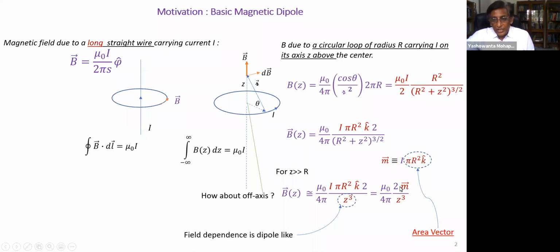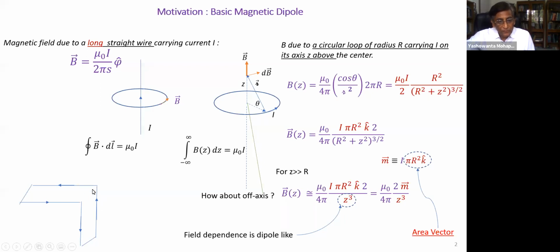So if I have a formula for calculating B for M for all field points, then I can also do off axis. So that is the idea. Area vector is, suppose this loop is like that. Then it's like a proper vector. I can find a complete area vector for this.